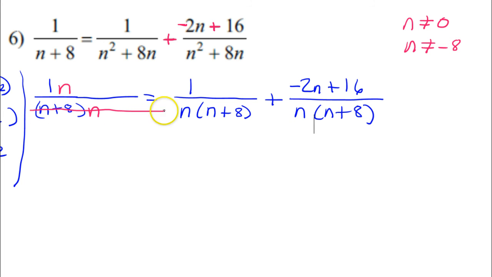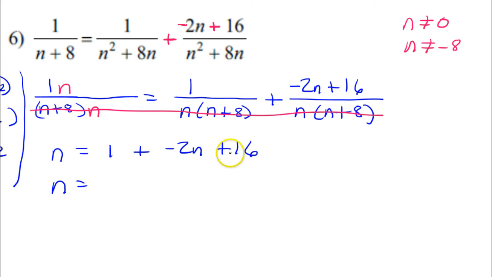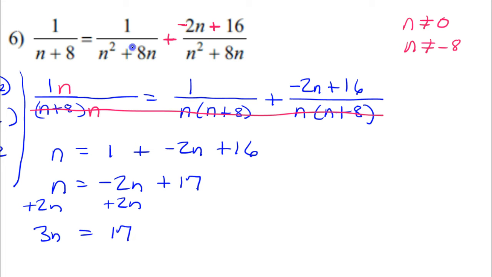So now that the denominators are the same, I can cancel those denominators out and make a new equation using the numerators. So n equals 1 plus negative 2n plus 16. Okay, I see like terms with the 1 and the 16, so I have negative 2n plus 17. I'm going to add 2n to both sides, so that makes 3n is equal to 17.